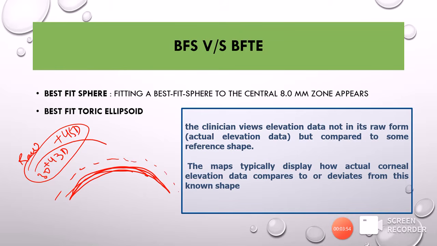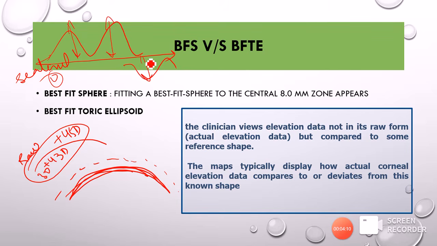Just like we have mountains on the earth, we have valleys on the earth, right? And we are comparing the height of the mountains from a particular sea level, which is taken as 0. So from there we are actually calculating the height of the mountains and the depth of the oceans from a particular sea level as a reference. Similarly, in topography also we can have a reference, and based on that we can calculate two maps, the anterior elevation and the posterior elevation.